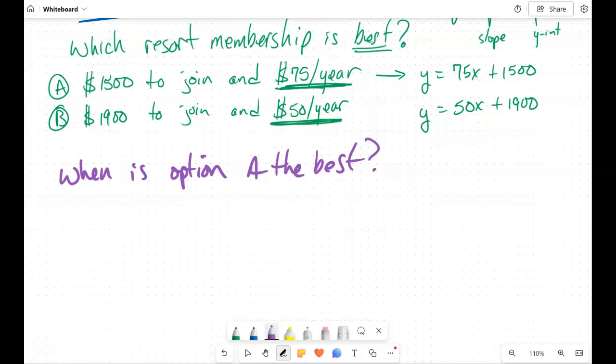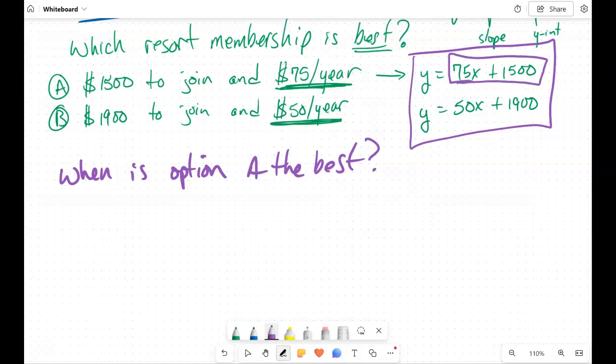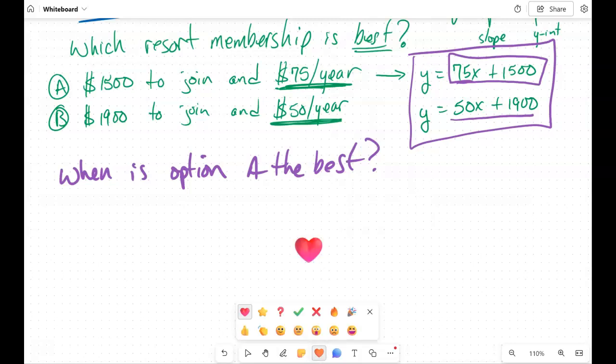So in this situation, representing it mathematically, I have my two equations. So again, the question is, when is option A the best? And you can see we have our two equations here. So when answering this question, if we turn that into math so that we can actually work with it, then I want to know when is the first option less than the second option. So if we write that using inequalities, let's try this one more time.